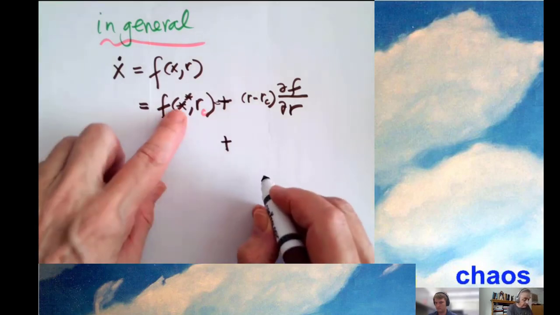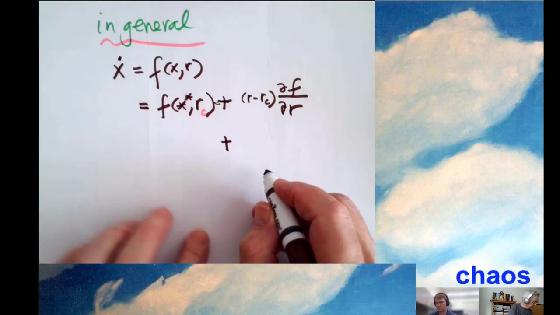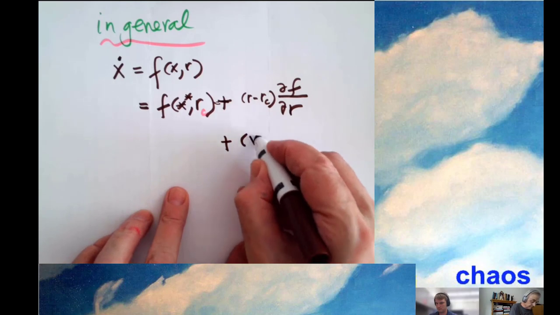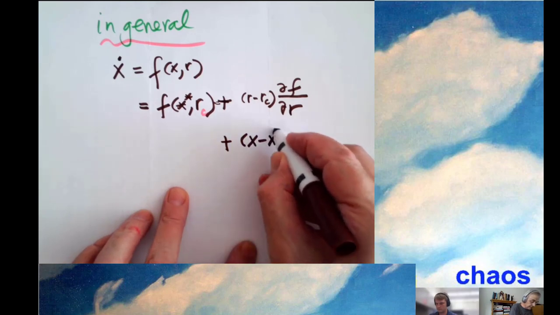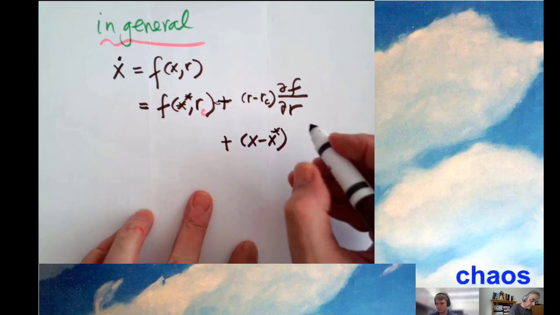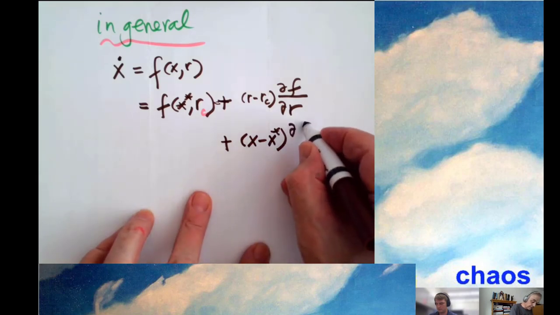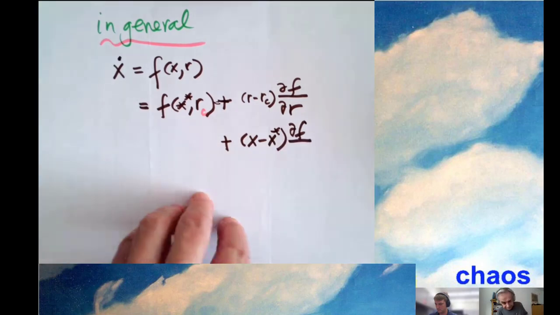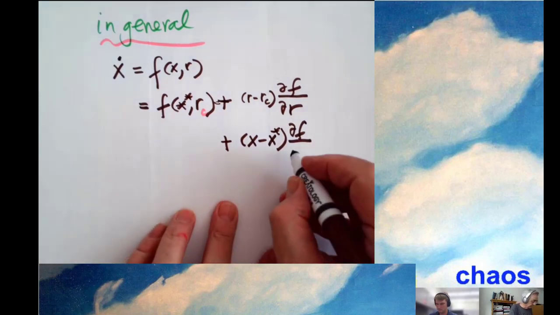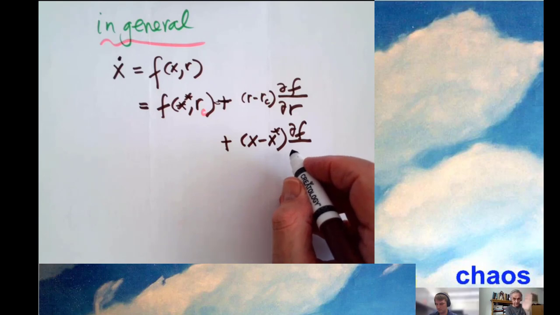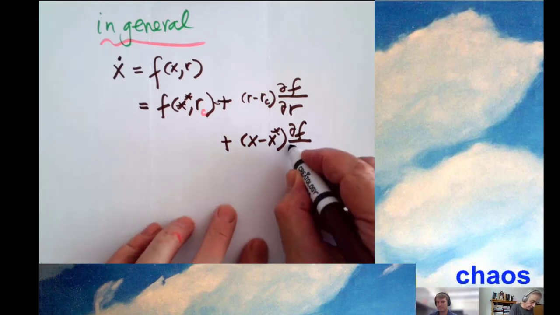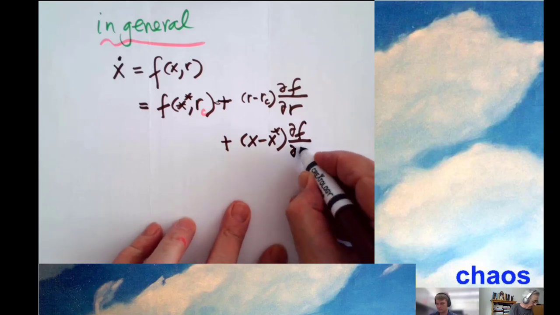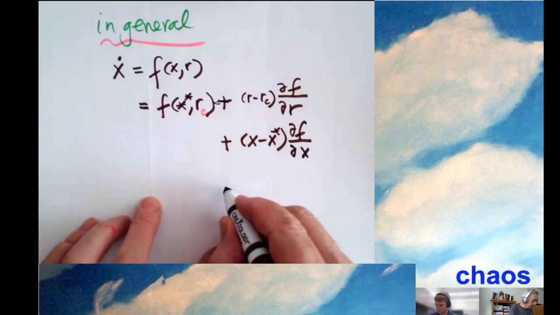Then I'm not really at the fixed point, I'm a little bit away from the fixed point. So I also have to measure that distance. And how much that costs depends on the derivative of my velocity, the so-called velocity gradient, how much velocity direction and strength changes when I move in state space. So that's that thing.